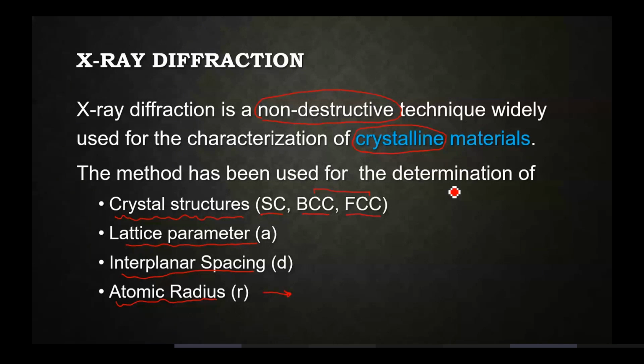Can different materials, let's say aluminum and copper, could they have face-centered cubic crystal structure? Is it possible? Yes, sir. So how would you differentiate between aluminum and copper if they have FCC structure?